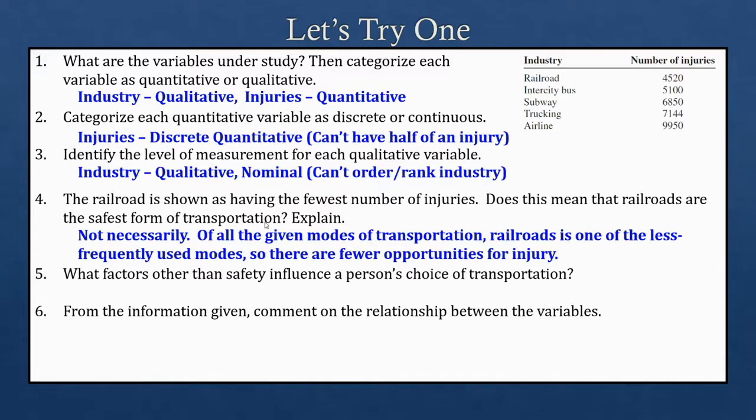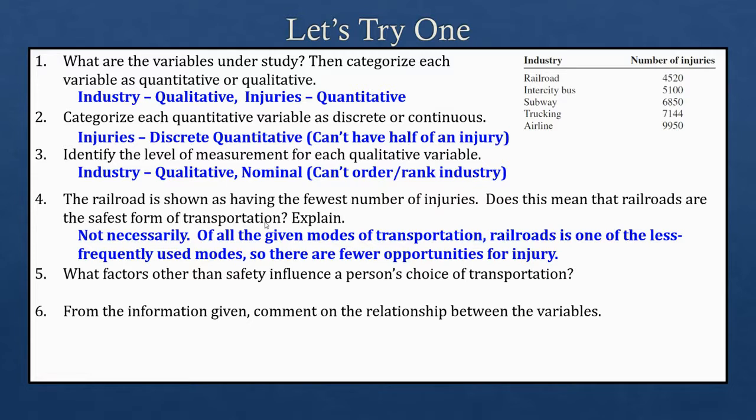Because of that, if there's less people using that industry, then there probably are going to tend to be fewer injuries. On the flip side, at the top of this list, the airline industry has the highest number of injuries, and it looks like it's the most dangerous. But we couldn't jump to that conclusion either, because out of all of those options, airline is one of the most frequently used. There's more customers, more workers involved in that industry, so more opportunities for injury. Just based on the data that we have, this would be an unfair conclusion to jump to. It could be one that you might see in the news and you might see someone making incorrectly, but we're not going to do that.